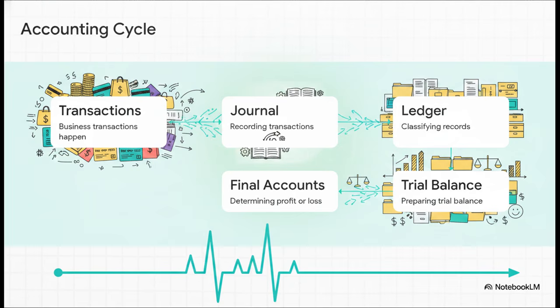Think of the accounting cycle as the literal heartbeat of a business. It always kicks off with step 1, the raw business transactions themselves. But honestly, those events mean absolutely nothing until step 2, which is recording them in the journal. And that's our laser focus for today.